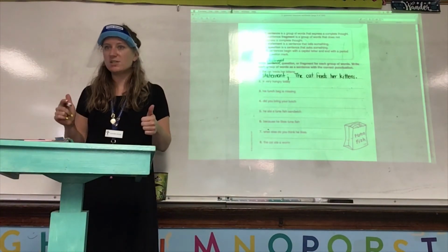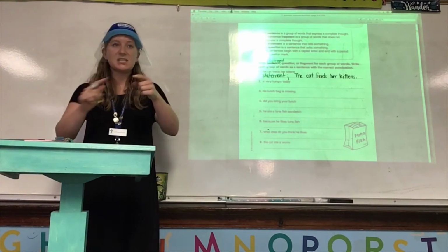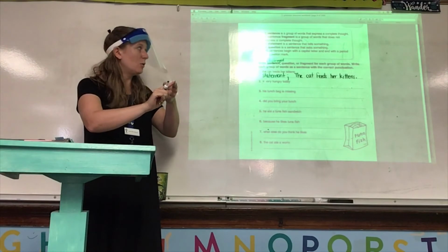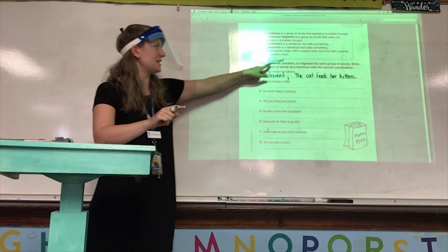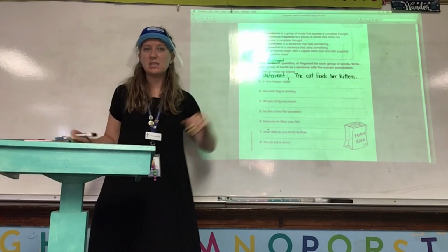So does everybody understand how we're going to do the rest of this page? You need to tell me, is it a fragment or is it complete? If it's complete, is it a statement or a question? What do we need to put at the beginning? What do we need to put at the end?